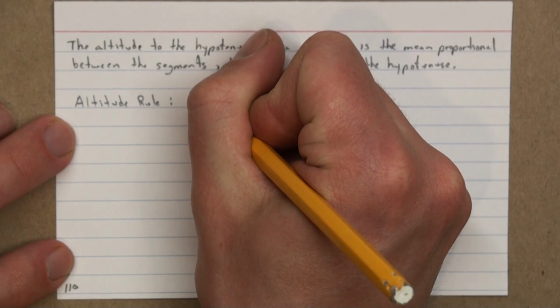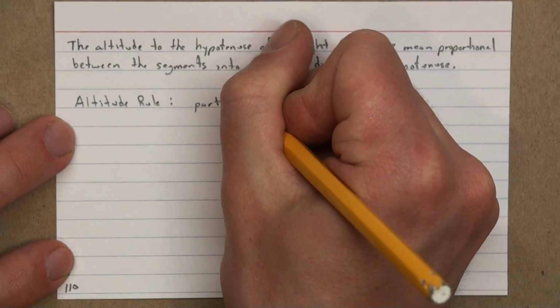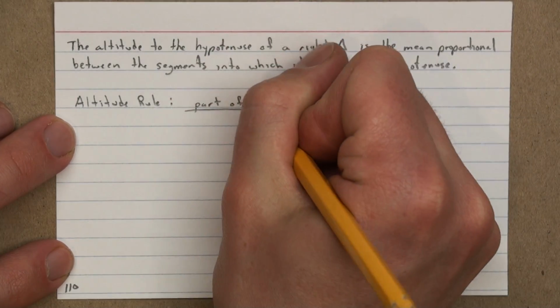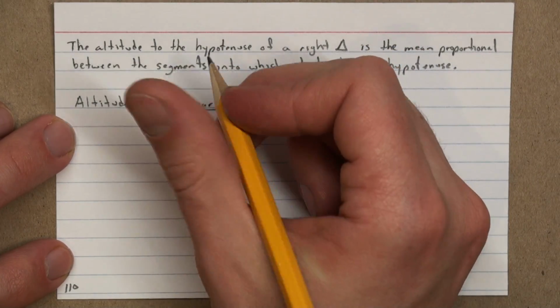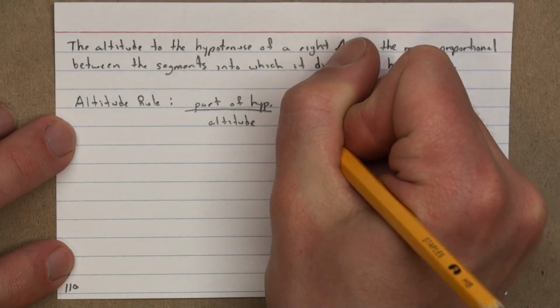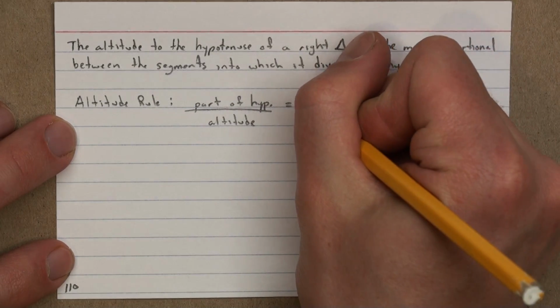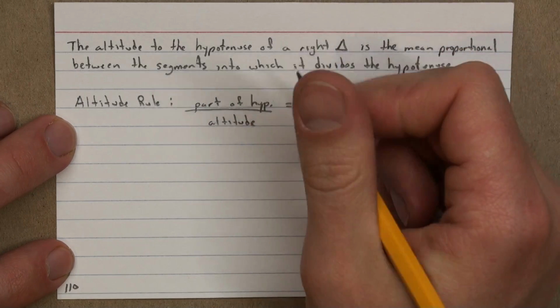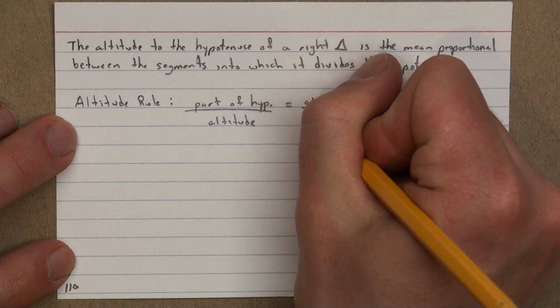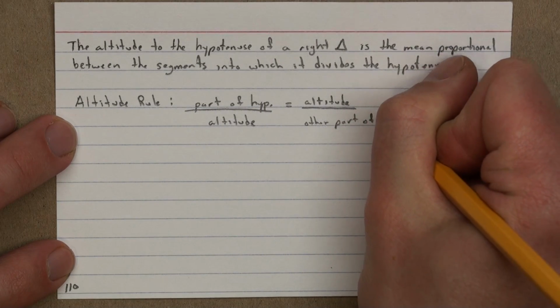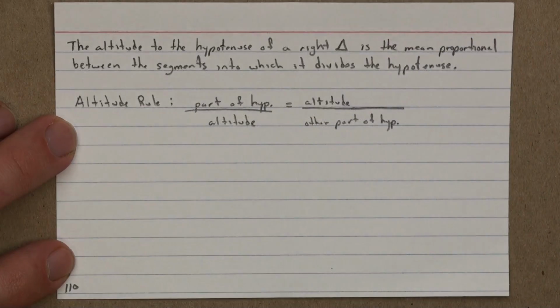well, the verbal definition would be part of the hypotenuse divided by the altitude equals the altitude over other part of hypotenuse. Okay? And I'll show you what a picture of that looks like.